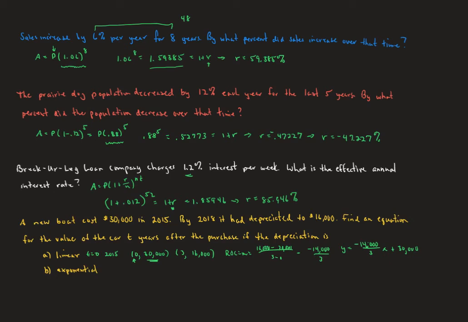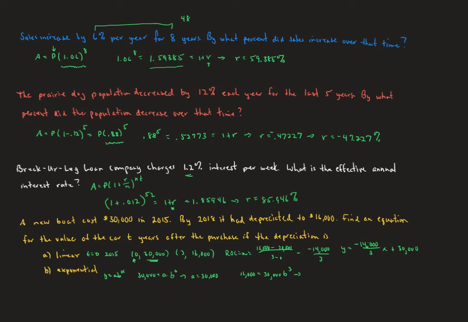Now for the exponential model, we're going to assume that this is y equals a b to the x. Since when x is 0 we get 30,000, that means 30,000 equals a times b to the 0, so that tells us that a is 30,000. Then we can say that 16,000 is going to be a, which is 30,000, times b to the third power.